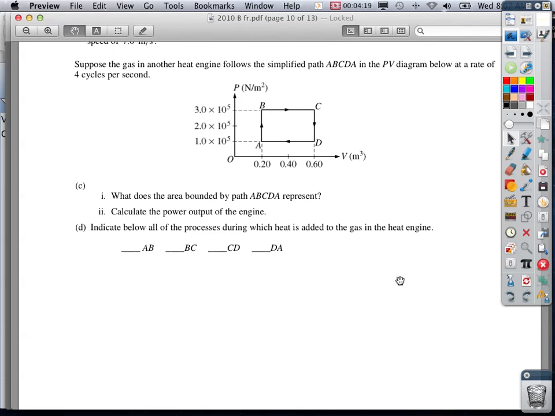All right, then suppose the gas and the heat, so this is the PV diagram for what's going on in there. What does the area bounded by the path A, B, C, D, A represent? So A, B, C, D, A. What is that?